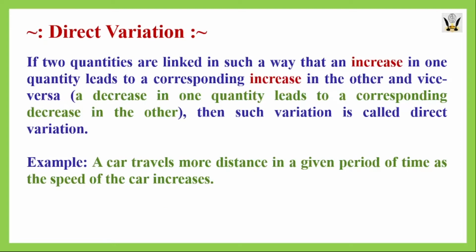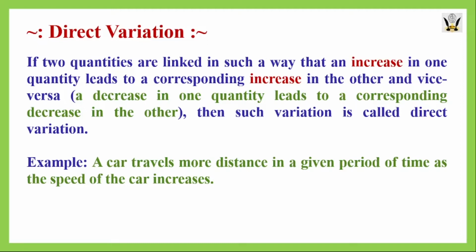That means we can say that if two quantities are linked in such a way that an increase in one quantity leads to a corresponding increase in the other, and vice versa, a decrease in one quantity leads to a corresponding decrease in the other, then such variation is called direct variation.